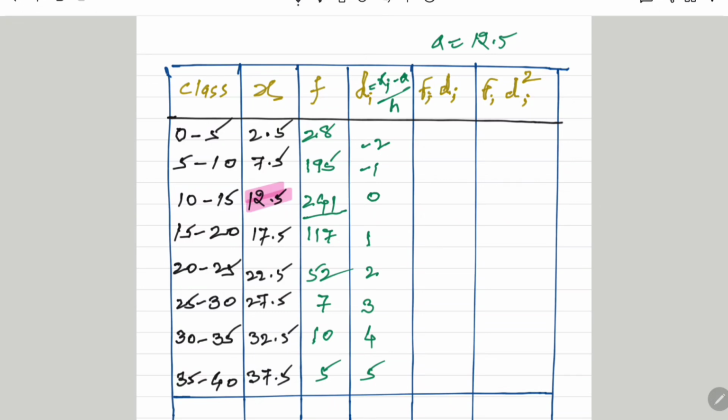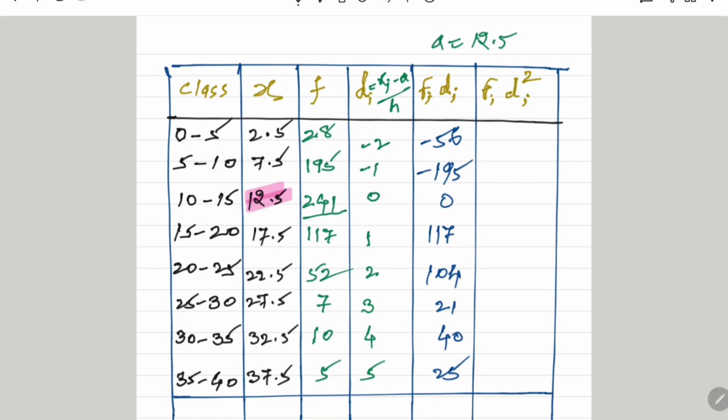Then the product of f into di: 28 into -2 we get -56. 195 into minus 1, we get minus 195, 0, 117. Then 52 into 2, we get 104. Then 7 3s are 21, 10 4s are 40, and 5 5s are 25.